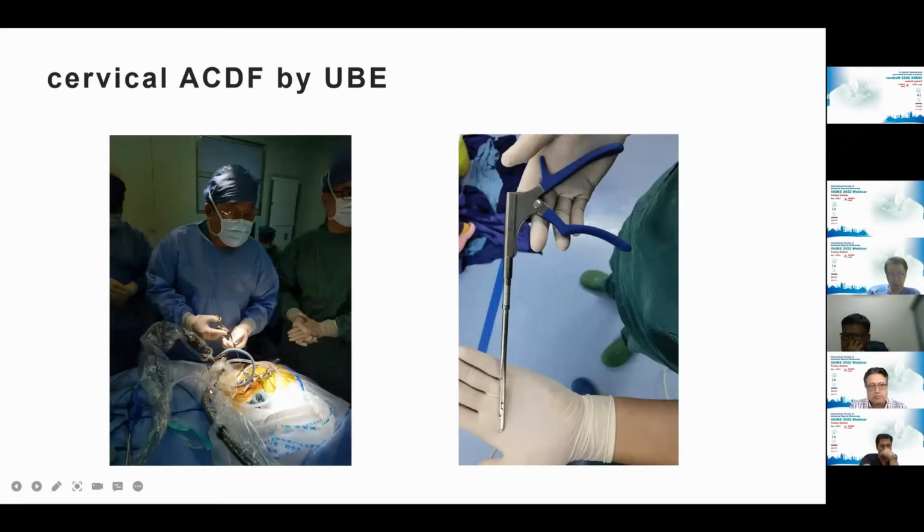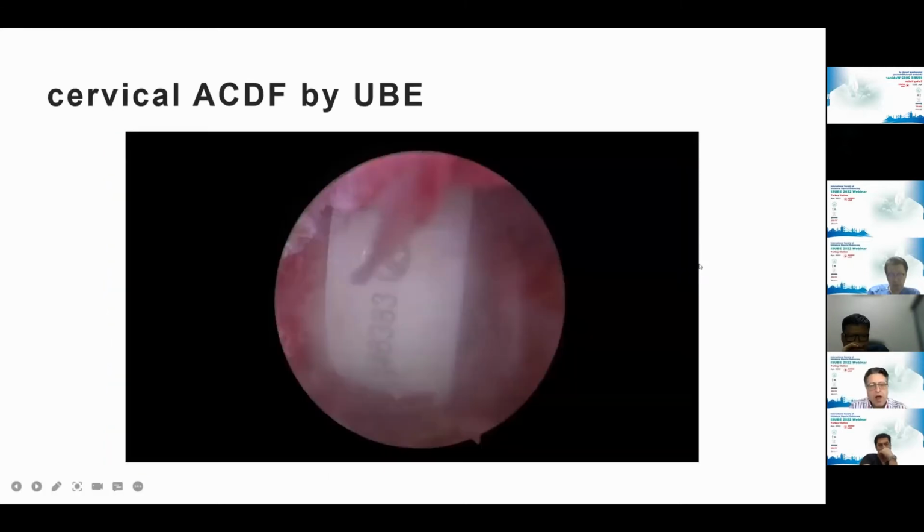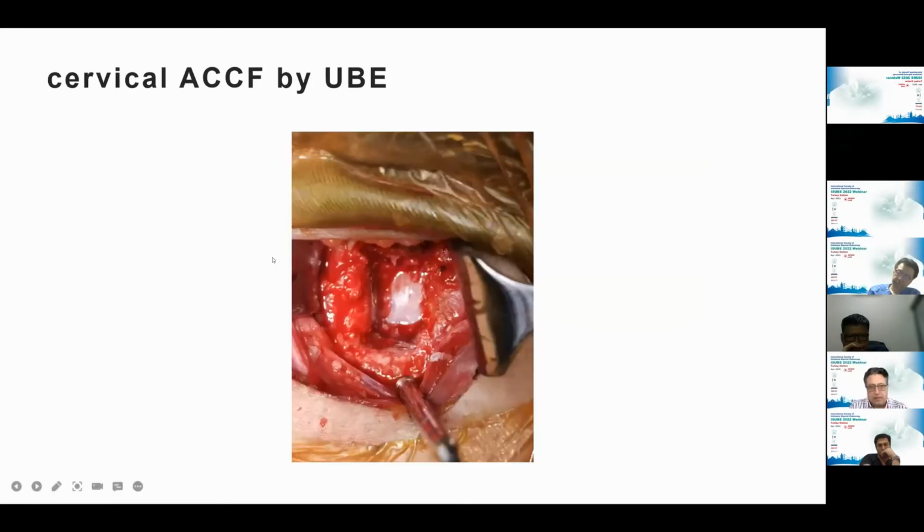I use this arm to fix the endoscopy. Then I use the small size curette punch to do the decompression. And this is the cage under the endoscopy. And I also do the ACCF by UBE. After I stop the water irrigation, we can see the decompression area.